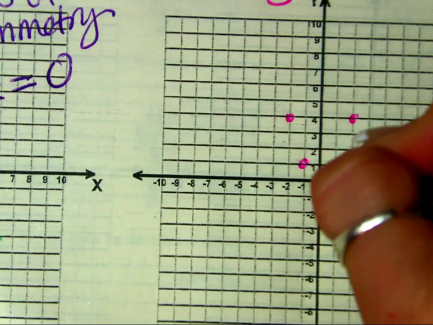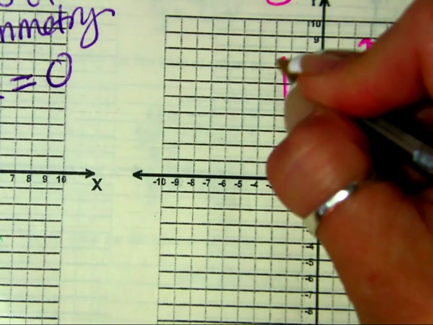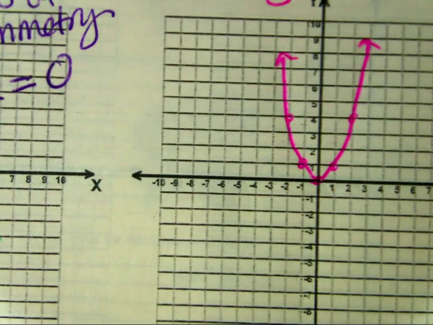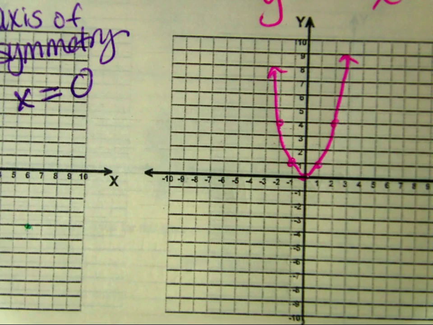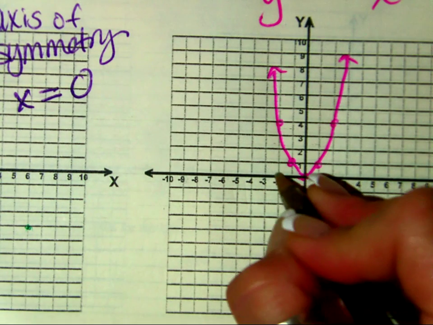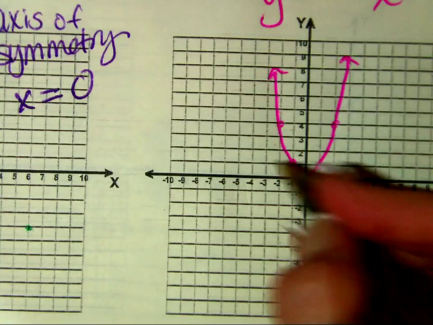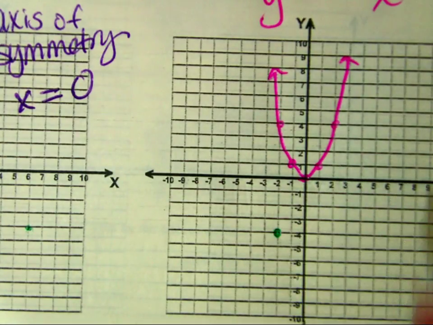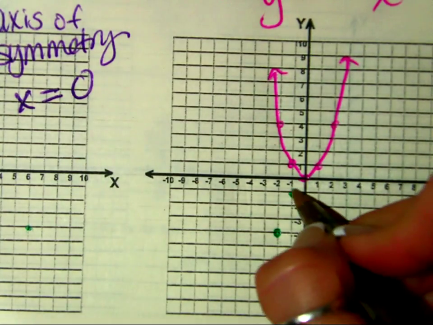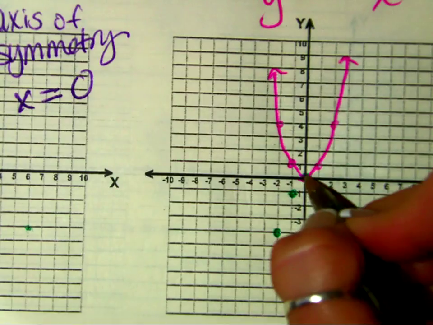Because my whole thing is, how does this function with a negative compare to it? So I'm going to do it in green, the shifts. So I have -2, -4. Then I have -1, -1. Then I still have my 0, 0, right?